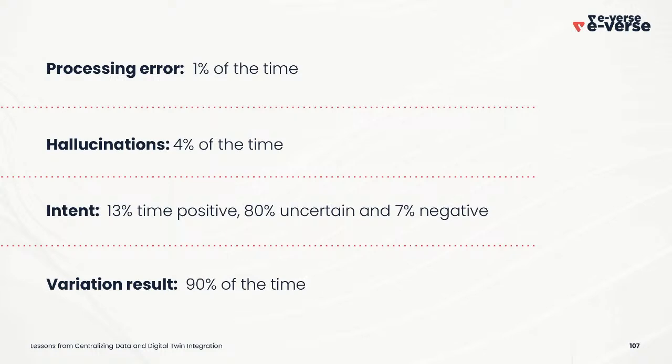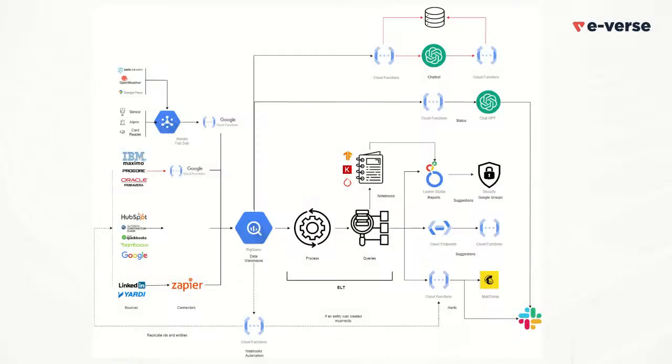And the other problem is that sometimes it gets errors. 4% of the time it gets hallucinations. I think this is better now, but 6 months ago it was something like that. The intent sometimes, again, can be positive, uncertain, or negative. It can vary. So 90% of the time, the variation changes when using OpenAI.